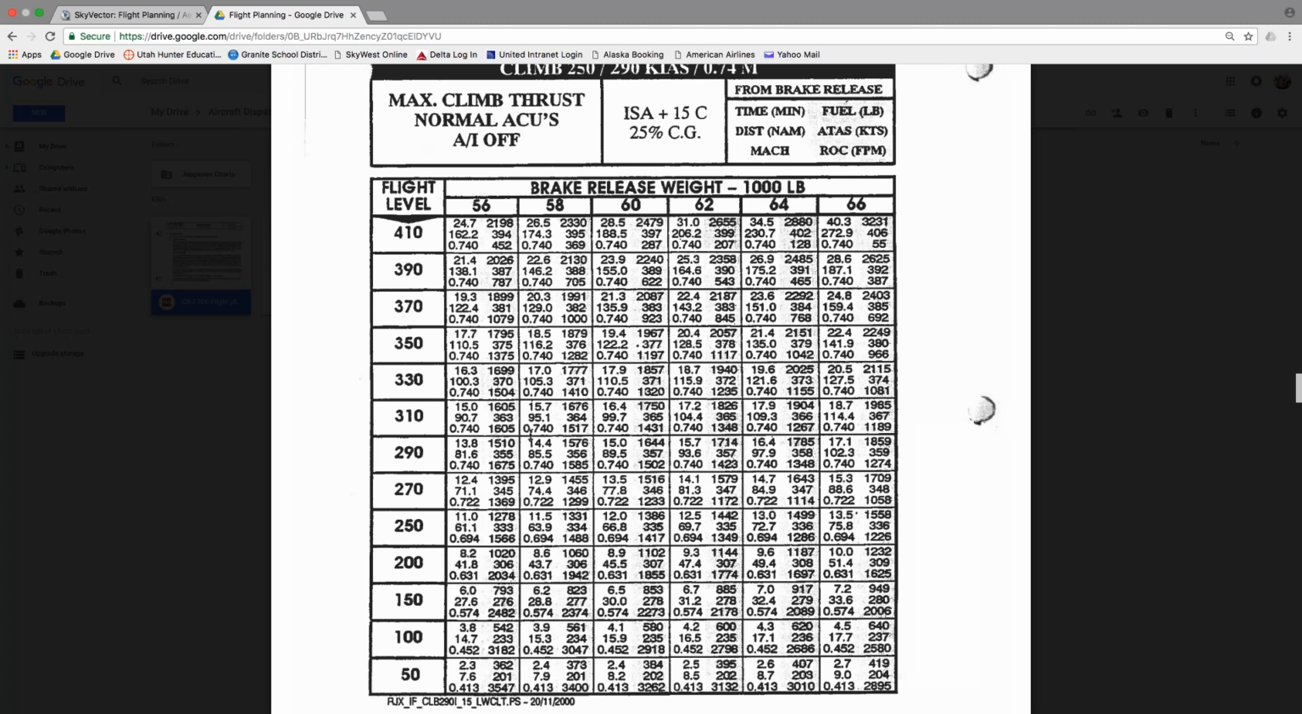The distance is 160. And the time is 25. Okay, so I wrote that down. It says 25, 25.